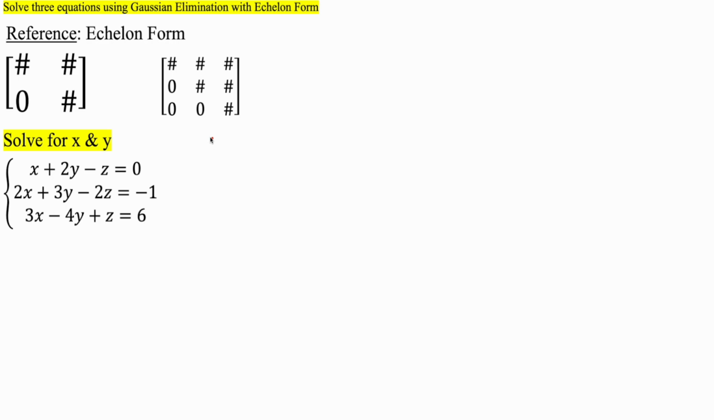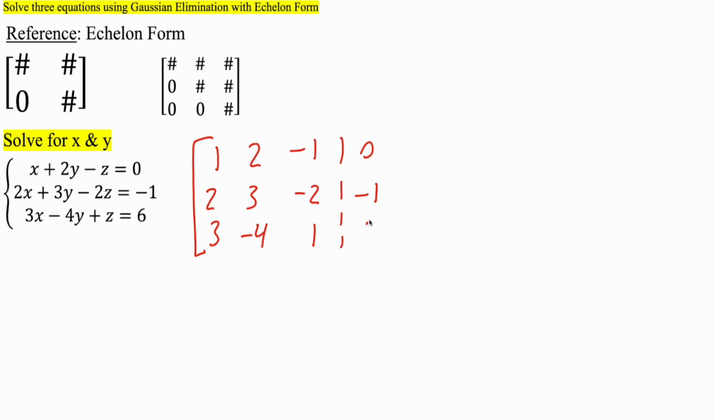And so let's get started by rewriting this problem. So we have 1x, so I'll put 1. 2y, so 2. Negative 1z, so negative 1. Then we have 2x, 3y, and negative 2. Last one is 3x, negative 4, and 1z. Dash, dash, dash, we put 0, negative 1, 6. So we're going to use matrix operations.